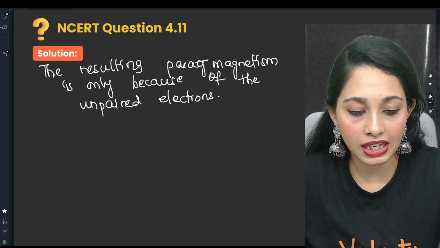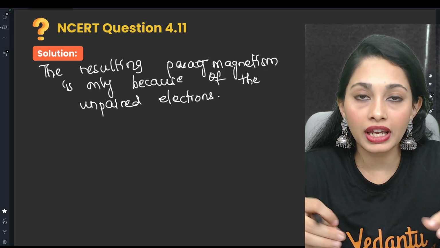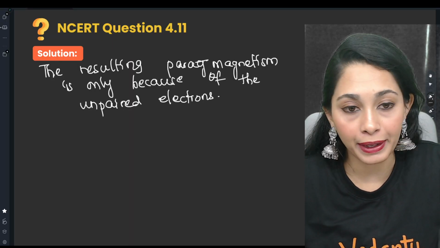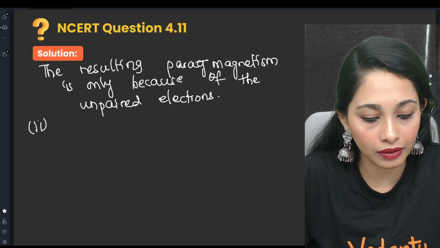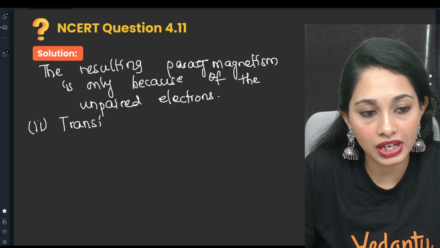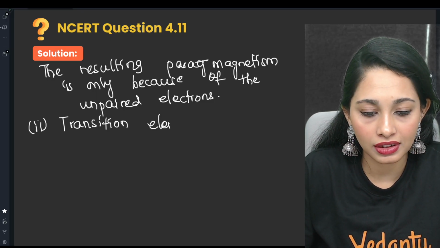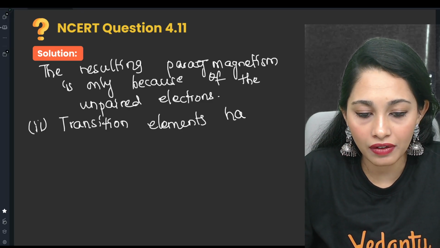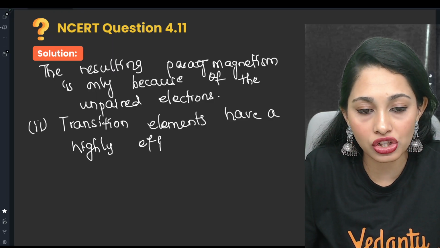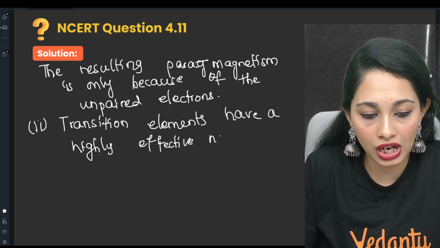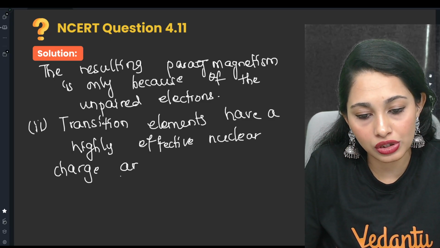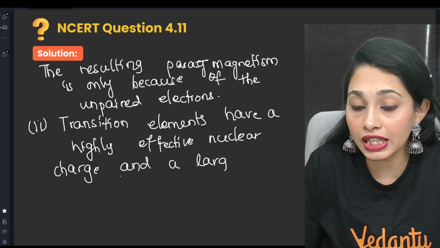And we have the second question, to explain why the enthalpy of atomization of the transition metals is high. So transition elements have a highly effective nuclear charge and also a large number of valence electrons.